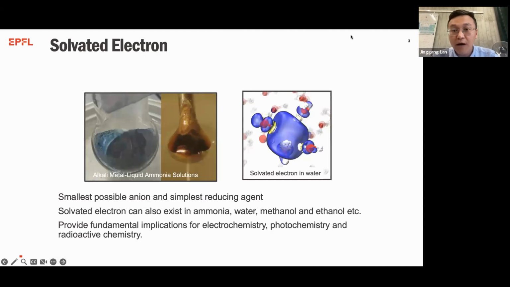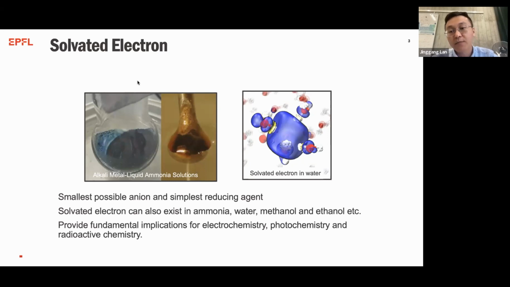For those who are not so familiar with the solvated electron, first I would like to give you a brief introduction. What is a solvated electron? As you can see in the left figure, this is sodium dissolved in liquid ammonia, which is used for Birch reduction, belonging to the textbook for organic chemistry. The solvated electron can also dissolve in other solvents like water, methanol, and ethanol. Here you can see a typical cavity structure of the solvated electron.